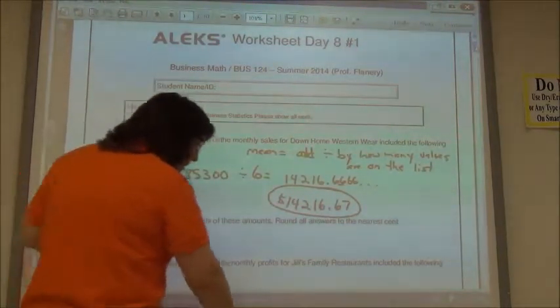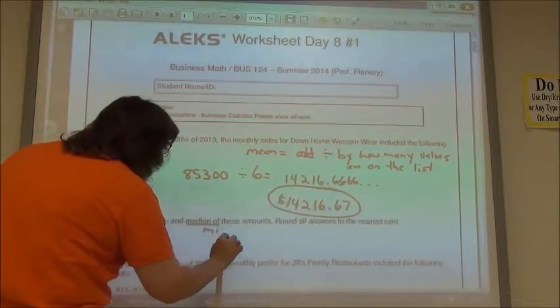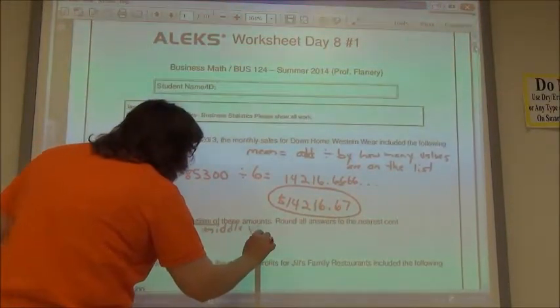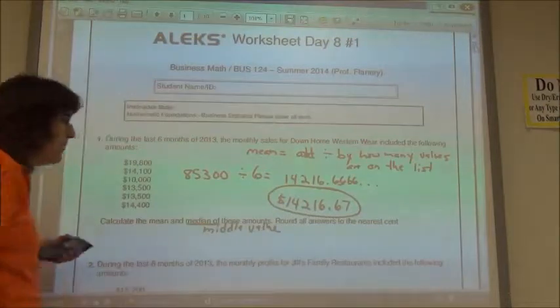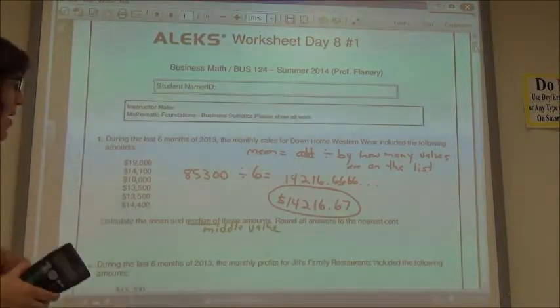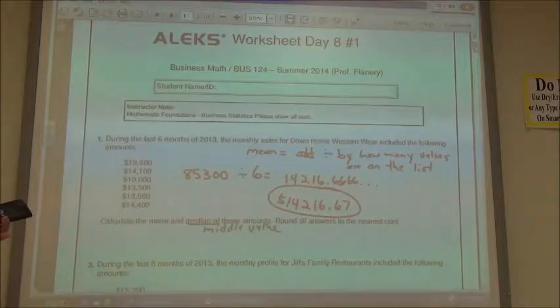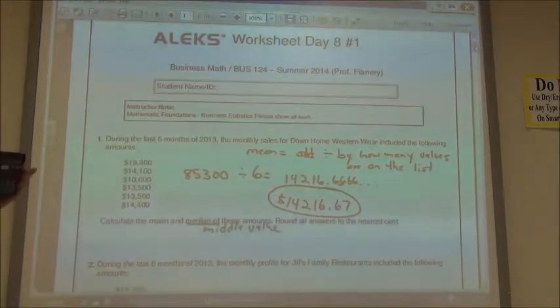Now when I'm calculating the median, that means find the middle value. The middle value, if you had an odd number of numbers on your list, would just be what it is. Whatever's in the middle is your number. When you have an even number of values on the list, you have to average the 2 middle numbers. So I have to sort them and put them in order, pick out the 2 that are in the middle, and then find the average.